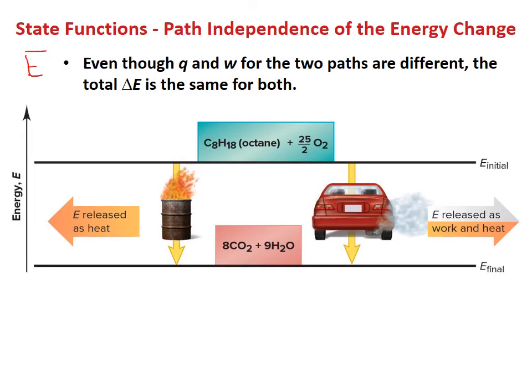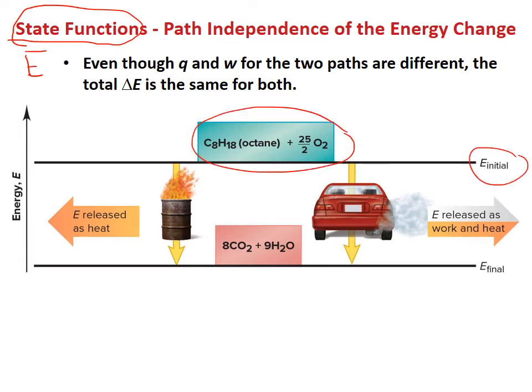Internal energy is called a state function. It is a property that depends only on the current state of the system, not on the path the system takes to reach that state. Suppose we have a system containing octane and oxygen as the initial state. These two reactants react to form the products, CO2 and water, as the final state. The reaction produces heat, and heat goes to the surrounding, and therefore the internal energy decreases.